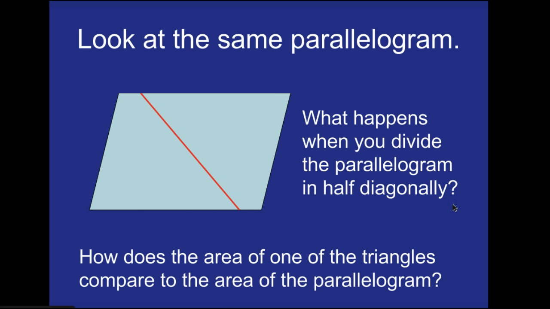So looking at the same parallelogram, what happens when you divide the parallelogram in half diagonally? This line, I think when I copied over it made a mistake, but this line should be running from corner to corner. So I apologize about that. So corner to corner. Okay, so how does the area of one of the triangles compare to the area of the parallelogram? Draw this figure in your notebook, but put the line going from corner to corner. So what happens? What happens to this area compared to the whole parallelogram?